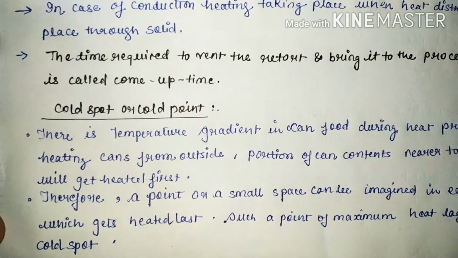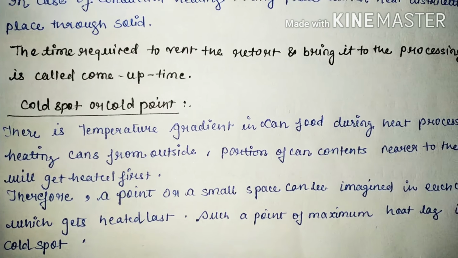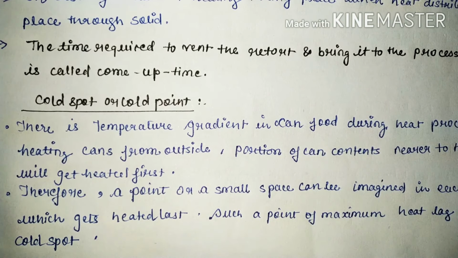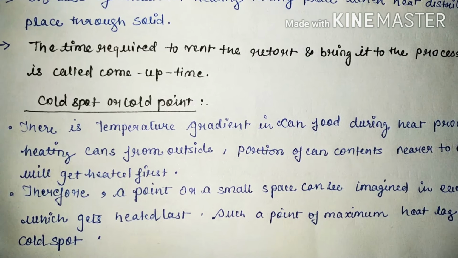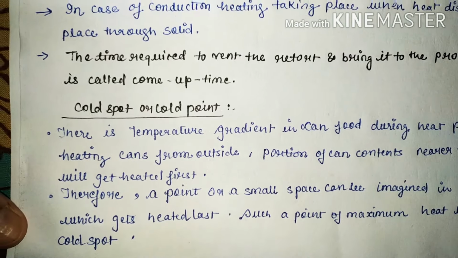What is the cold spot or the cold point? There is a temperature gradient in canned food. Means when heating is done, there are some points which are not heated. Actually, that is the center point. And if we heat the can from outside, this happens.